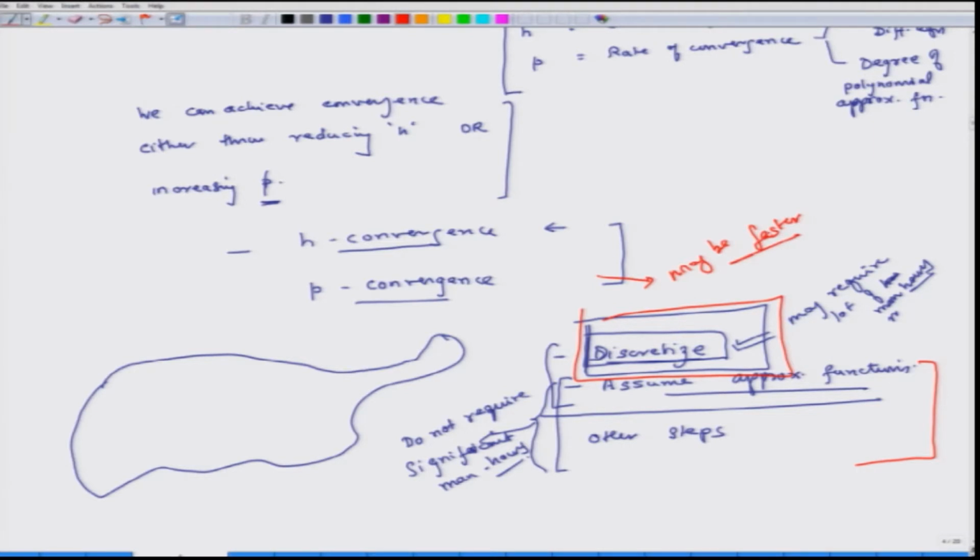But we will see that a lot of times it becomes impractical to go to elements which are more than 4th order or 5th order. Sometimes it becomes impractical to go to 6th order, 7th order, 8th order elements. So from a conceptual standpoint this may be faster, but from a practical standpoint you cannot go for P convergence, maybe not beyond 4th or 5th order elements. So this is something important to understand.